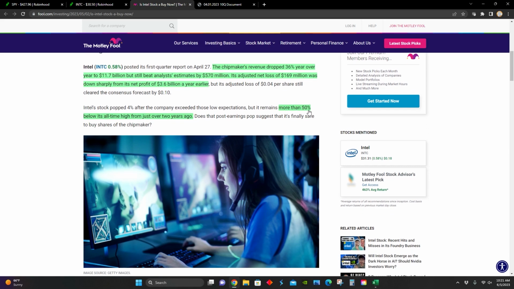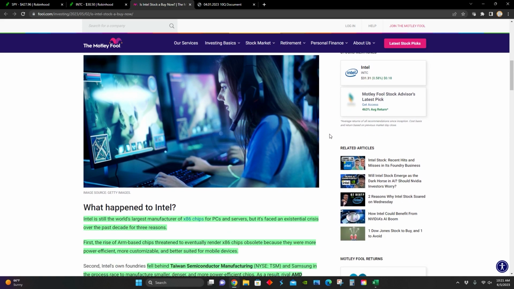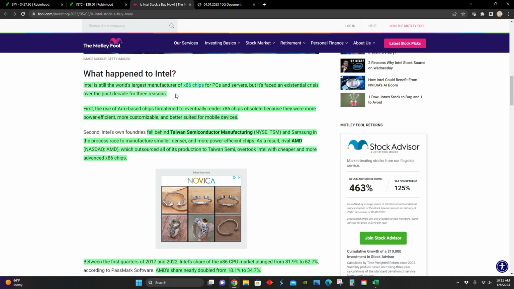Right here, they point out that the stock is currently down more than 50% below its all-time high from just over 2 years ago. And so just to touch on some of the underlying issues that are affecting their business, for starters, they're the world's largest manufacturer of x86 chips for PCs and servers. But they've been having a crisis over the past decade for three reasons. One is that ARM-based chips are rendering Intel's x86 chips obsolete because they're more power efficient, more customizable, and better suited for mobile devices. Also, Intel's products recently fell behind Taiwan Semiconductor Manufacturing, or TSM, on the New York Stock Exchange, and Samsung in a process race to manufacture smaller, denser, and more power efficient chips.